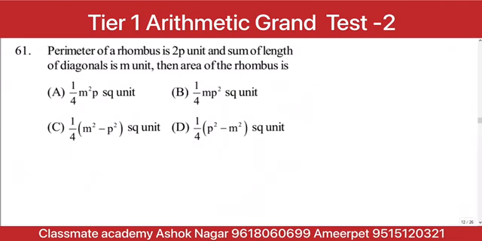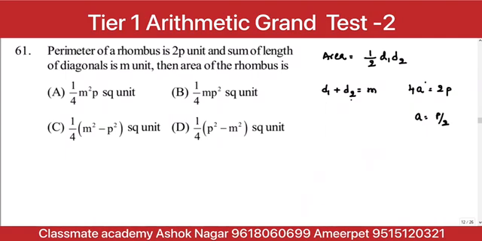The perimeter of a rhombus is 2p units, and the sum of the lengths of the diagonals is m units. Find the area of the rhombus. See, the area of a rhombus is half d1 d2. Given that the sum of the lengths of the diagonals, d1 plus d2, equals m. Perimeter is 4a, and 4a is given as 2p, so a is p by 2.